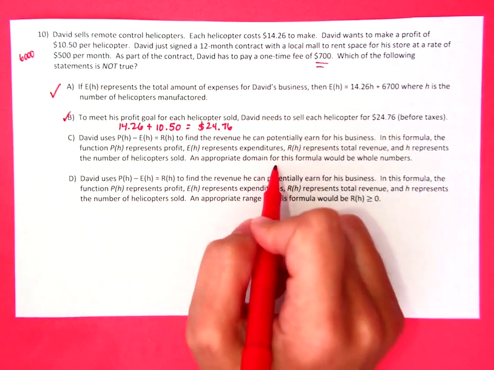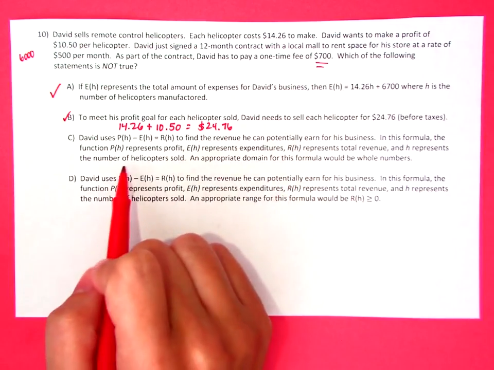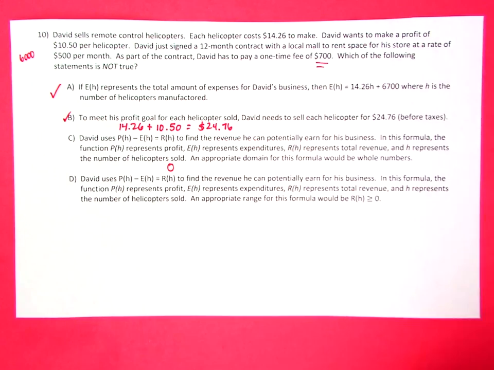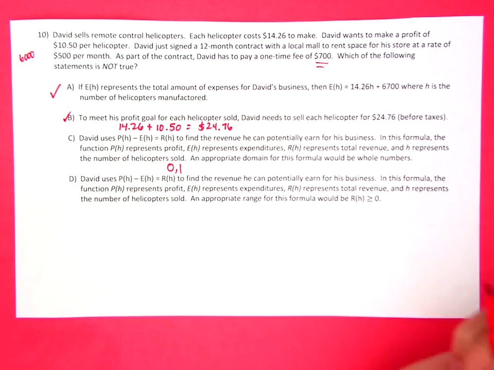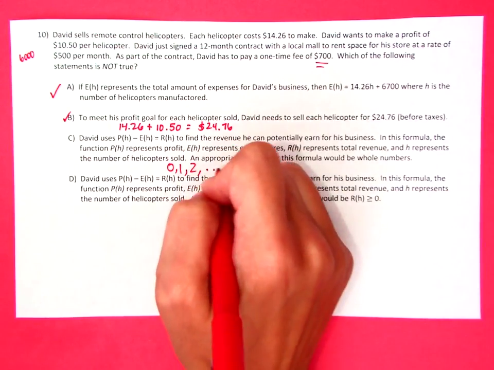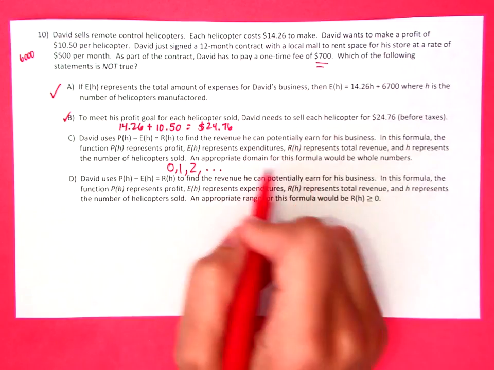An appropriate domain for this formula would be whole numbers. So the number of helicopters sold could be, whole numbers would include 0. Could 0 helicopters be sold? Sure. Could 1 helicopter be sold? Sure. Could 2 helicopters be sold? Sure. Could we have negative helicopters be sold? No. So whole numbers would make sense.